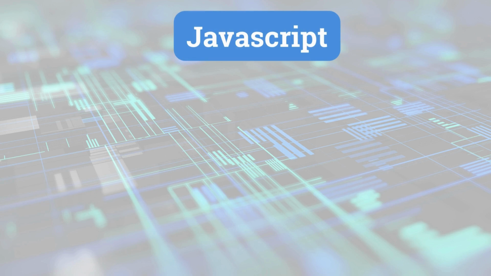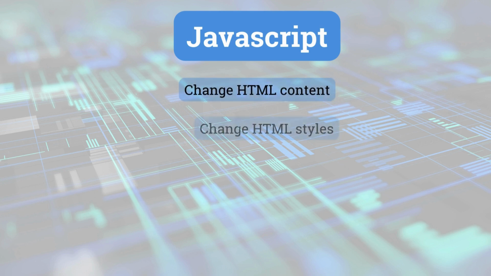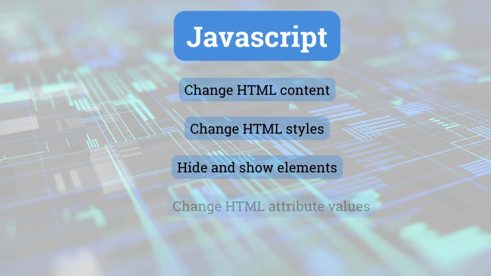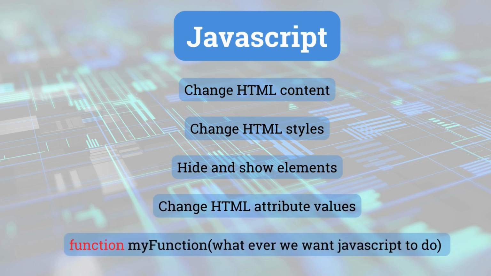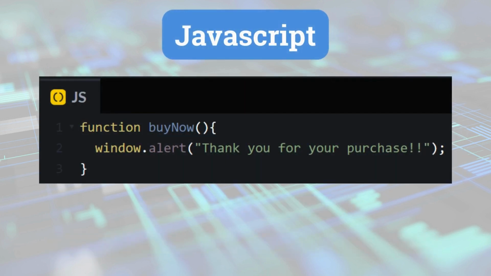JavaScript is one of the most popular programming languages in the world. It's easy to learn and is the main programming language used on the web today. JavaScript is very powerful. It can allow us to change HTML content, styles, hide and show elements, and change HTML attributes and values. JavaScript also allows us to write functions. These allow us to call the function and do anything that we want to the HTML. For our demo, we'll create a function called Buy Now to show a message once the function is called by clicking on our button.